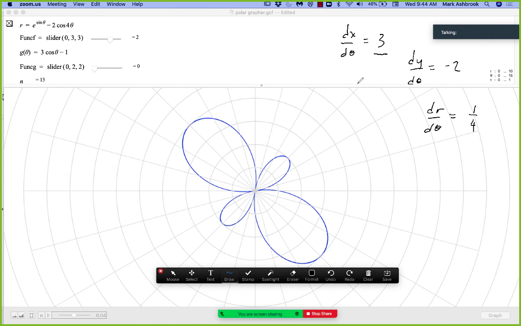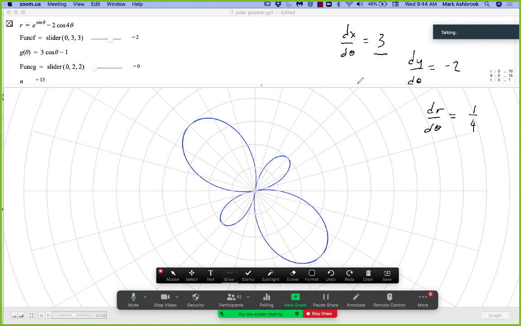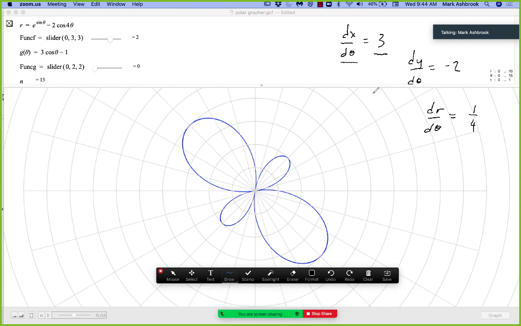It means that for any small change in theta, the change in x is 3 times the change in theta. Good. Given a small change in theta, the change in x would be 3 times as much. It's a rate of change: how these two quantities are changing relative to each other. x is changing 3 times as fast as theta.